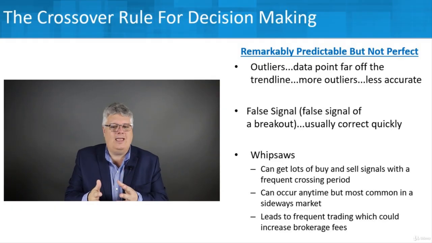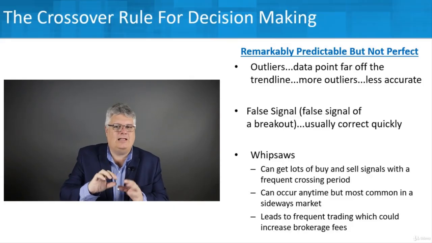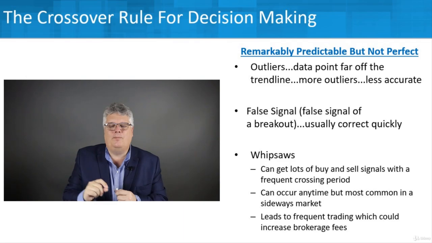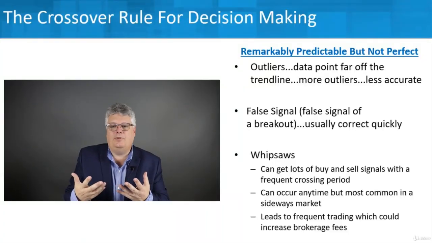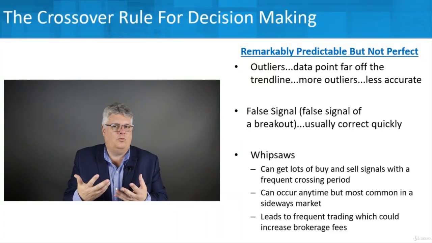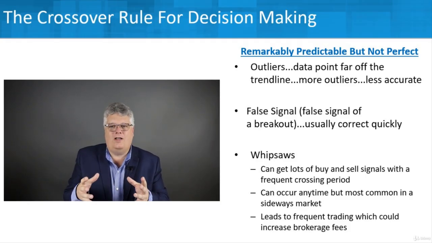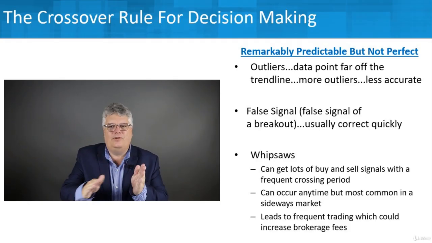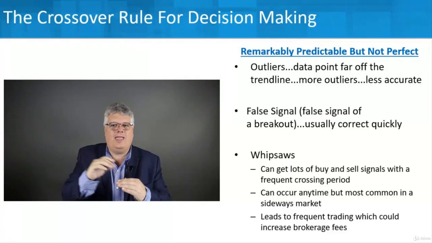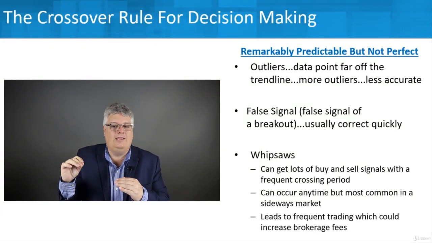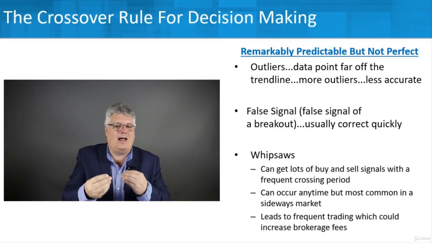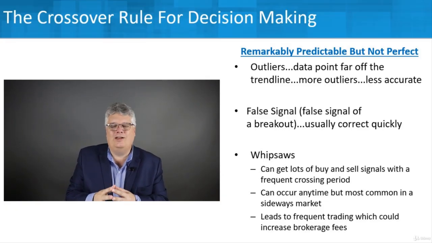One of the downsides of a moving average is that you can get a lot of buy and sell signals with a frequent crossing period, where traders are trying to make up their mind, do I keep buying, do I sell, as a massive group. So you're doing more trading activity, which could potentially incur more costs as you keep buying and selling. It can occur any time, but the most common time you see a whipsaw is in what we call a sideways market. There's no definite uptrend, no definite downtrend. It's trending in a narrow band, going above and below the line frequently, and that causes this whipsawing effect of buying and selling, which could lead to frequent trading.